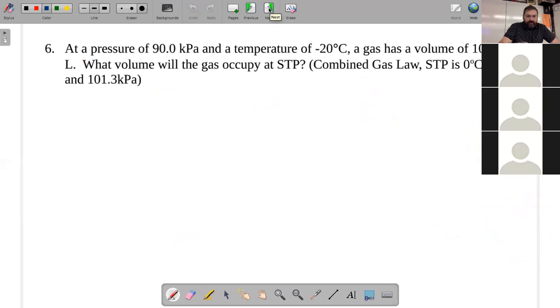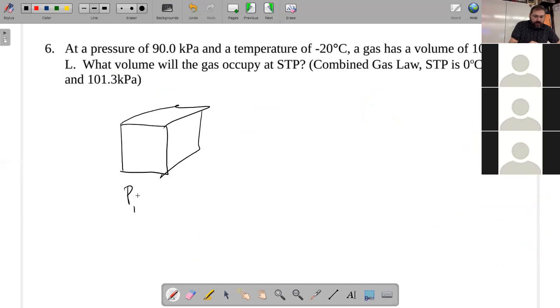All right, then number 6. So you get some kind of pressure and temperature condition. There's a gas that has some kind of a volume. What volume does the gas occupy at STP? So here's the starting condition. Let's just say this is the gas. Maybe it's a box of gas. Who knows? The pressure starts out as 90 kilopascal, and the temperature is negative 20 degrees Celsius.